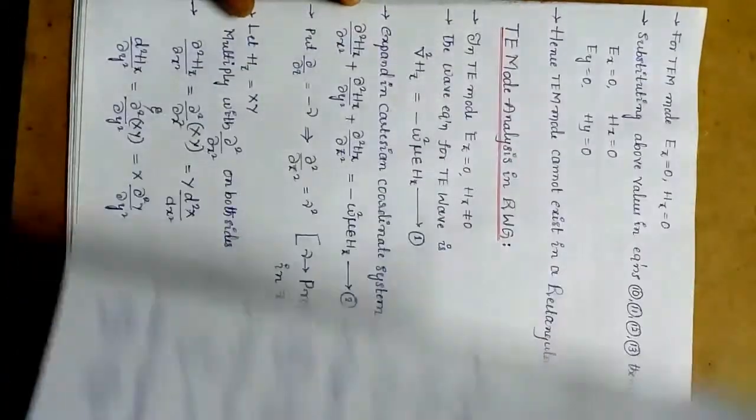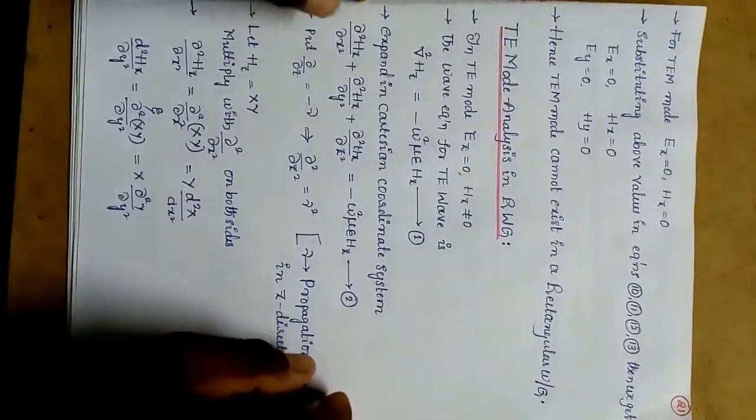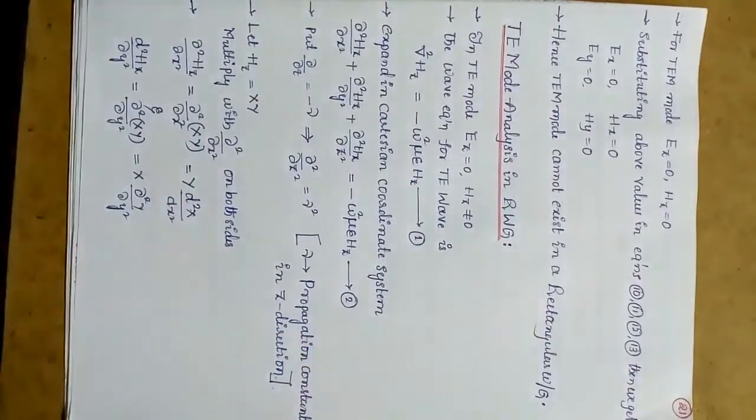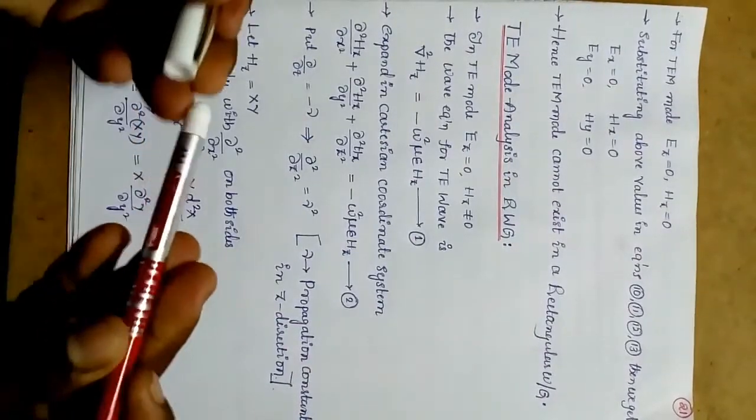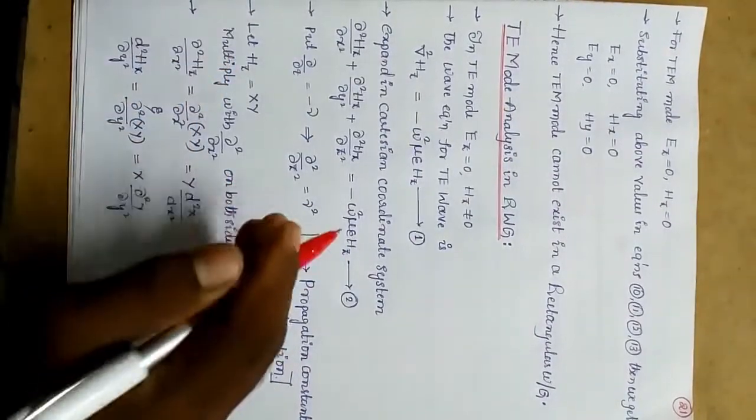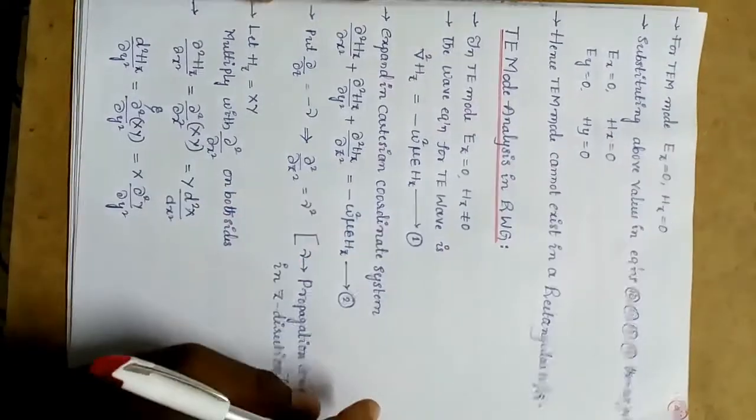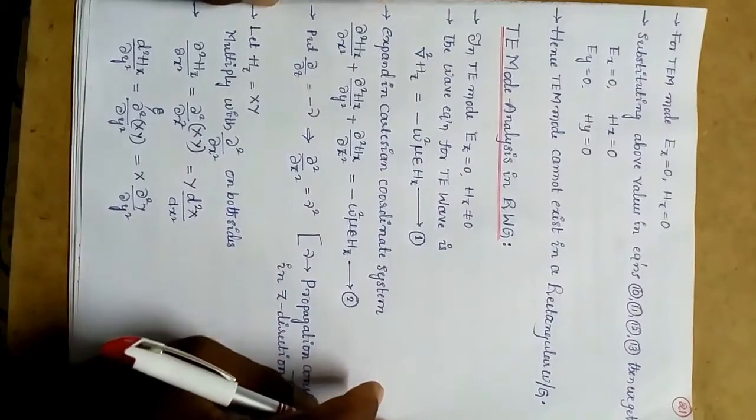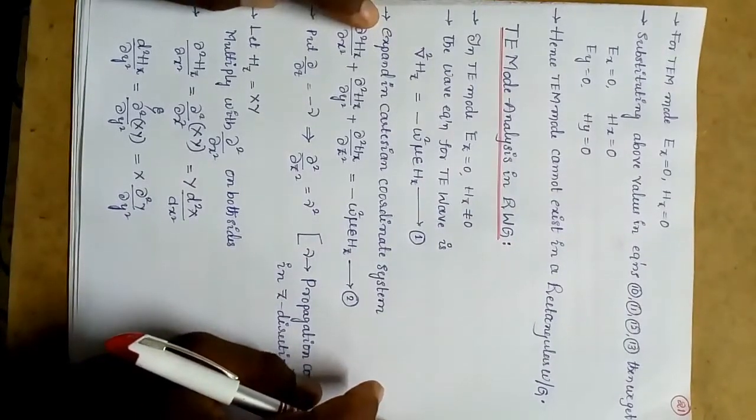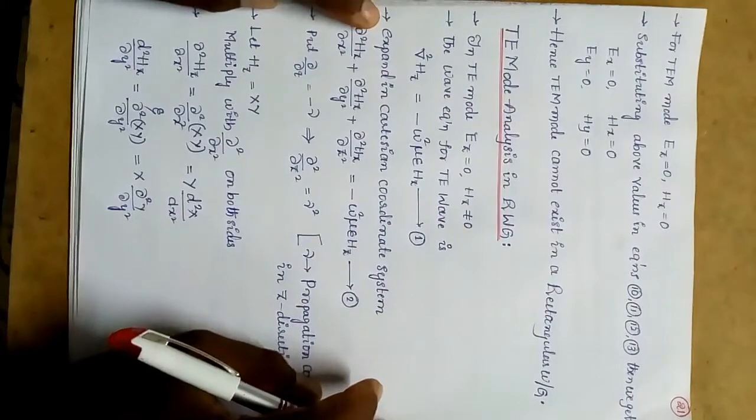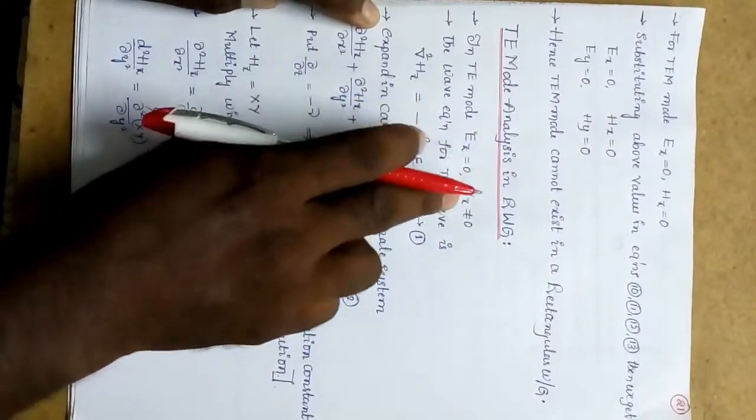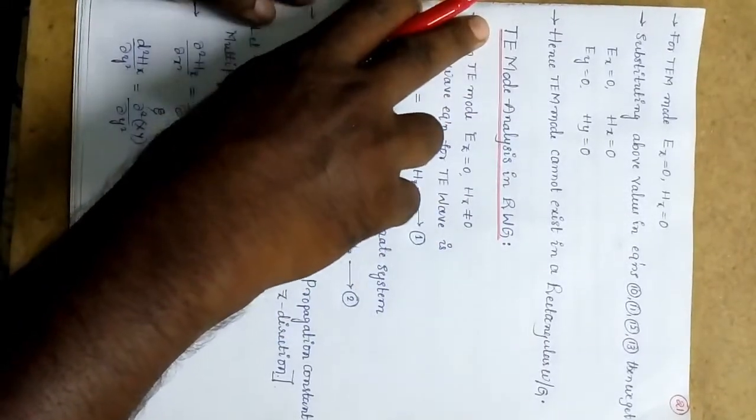Next, one of the most important topics is TE mode analysis in rectangular waveguide. TE mode means transverse electric mode. In transverse electric mode, the expressions are Ez is equal to 0 and Hz is not equal to 0. This is the expression for a transverse electric wave or transverse electric mode.